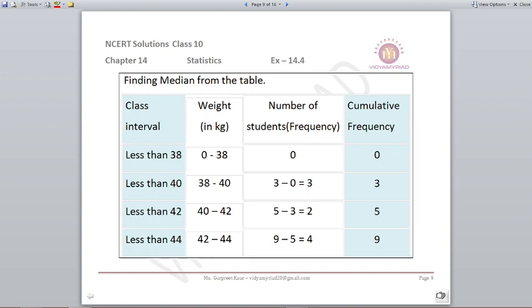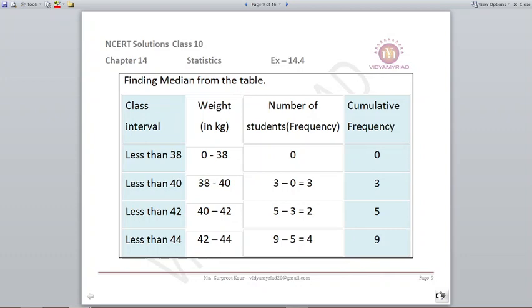Now for finding the median we need to convert the table into class intervals and the frequency form. We are already given less than 38, less than 40, less than 42 in this form. We will change it into the class interval form as 0 to 38, 38 to 40, 40 to 42 and so on. There is a gap of 2 in between, if you see. Now for the respective class intervals we need to have frequencies. How are we going to find the frequencies? We will subtract the cumulative frequencies from their respective intervals.